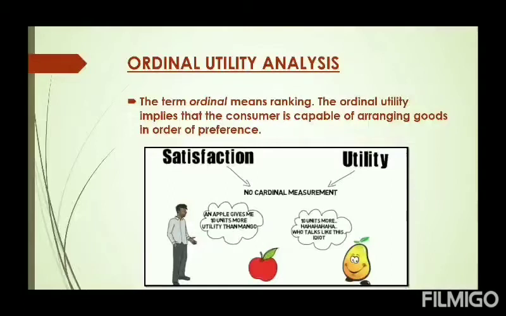Cardinal means utility is measurable, given by Alfred Marshall. On the other hand, the ordinal approach says that utility is not measurable. Yes, satisfaction is not cardinally measurable. It is ordinal, that means only ranking can be done. Ordinal implies that consumer is capable of arranging the goods and services in order of preference.